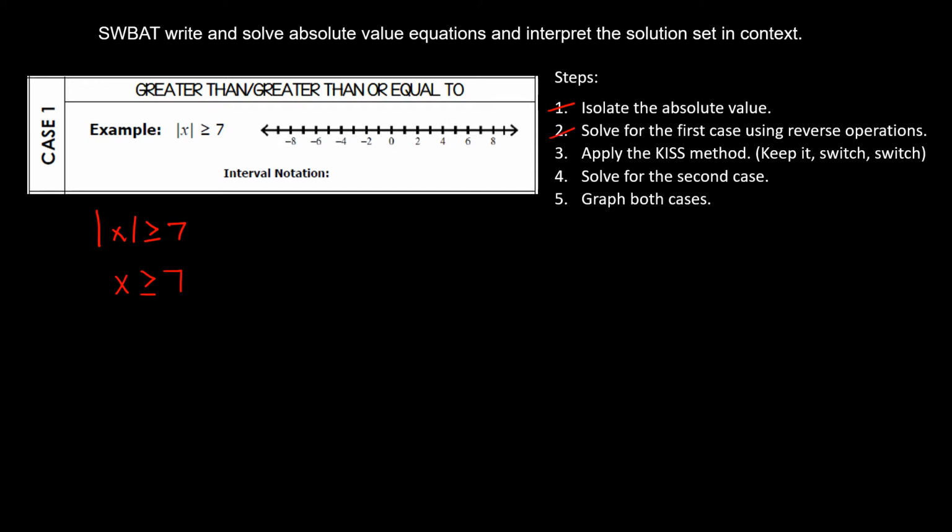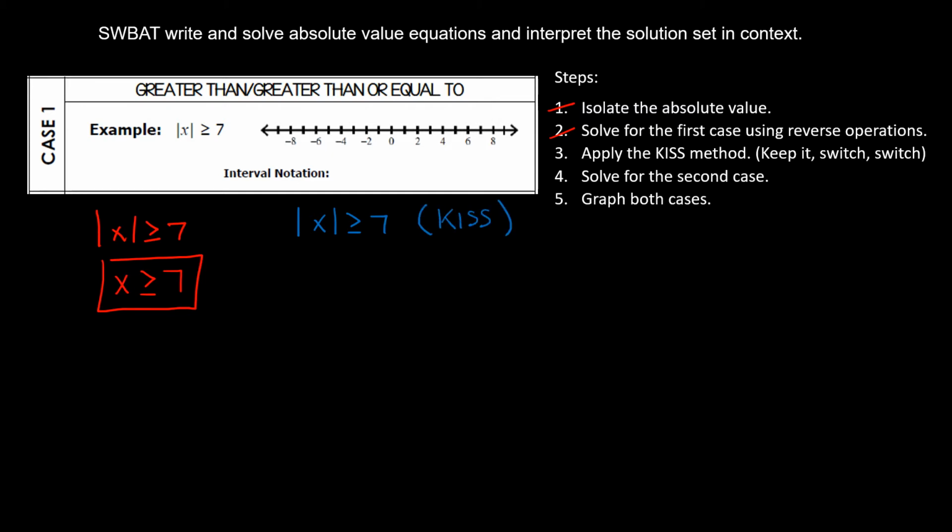Cool, look, there's actually no math that I had to do for this. We get this here as x is greater than or equal to 7. This was for the first solution. For the second solution, we're going to take what we get here, which is the absolute value of x greater than or equal to 7, and we're going to apply the KISS method.